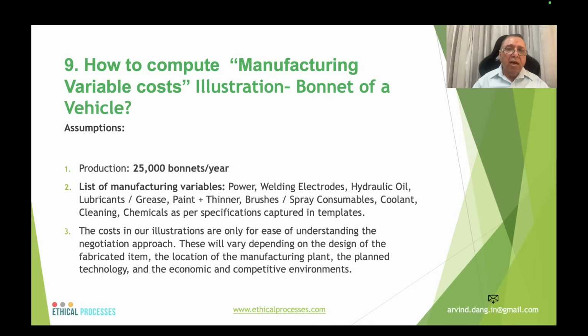Manufacturing variable cost. Again, assuming production of 25,000, the list of manufacturing variable costs includes cost of power, welding electrodes, hydraulic oil, lubricant, grease, paint, thinner, bushes, spray consumables, coolant, cleaning chemicals, as per the specification captured in the template. And these costs, as I was sharing, are estimates only for your understanding.